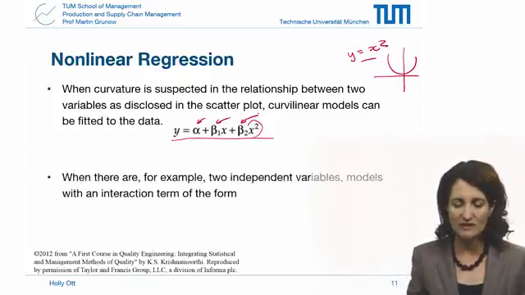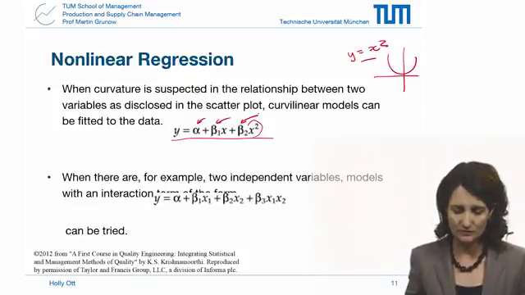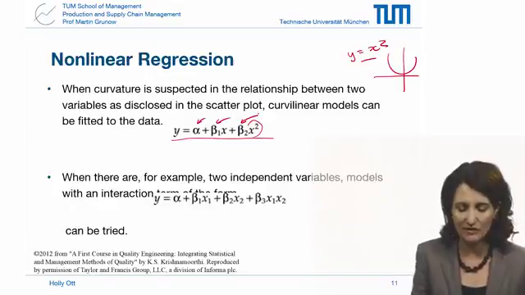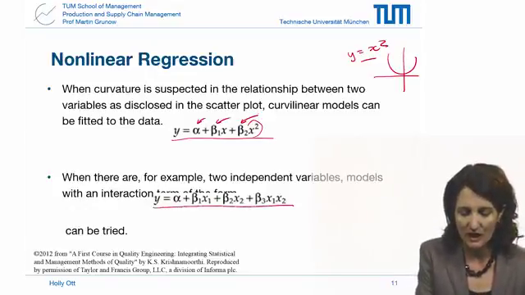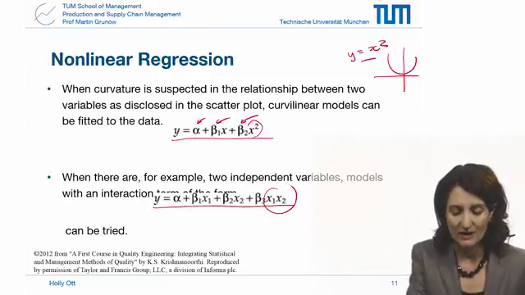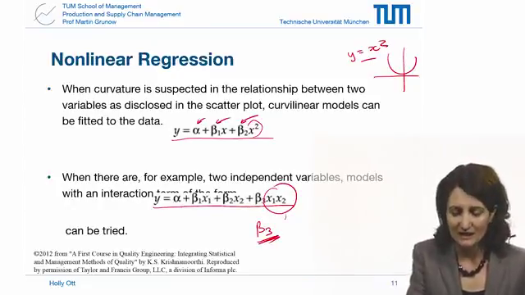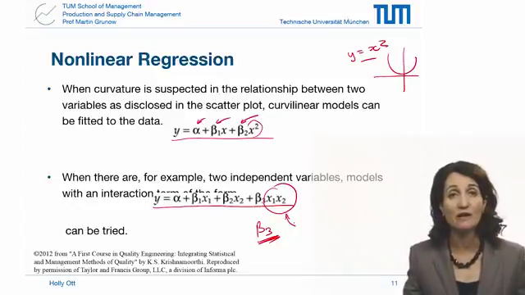Additionally, if there's, for example, two independent variables, models can have an interaction term of the form that looks like this, where y is equal to alpha plus beta 1 x1 plus beta 2 x2, and then an interaction effect. Beta 3 is the coefficient then of this interaction between x1 and x2.